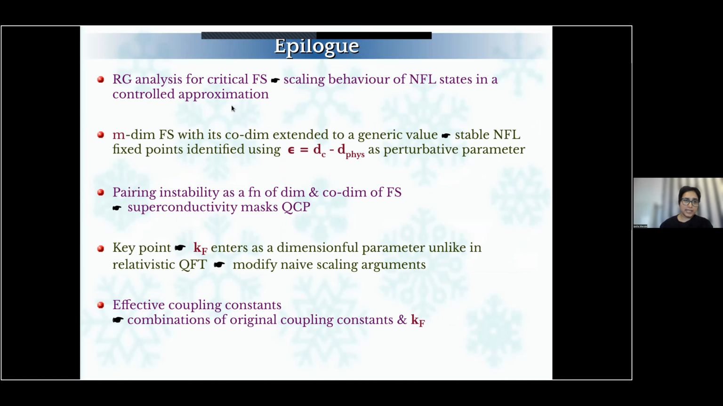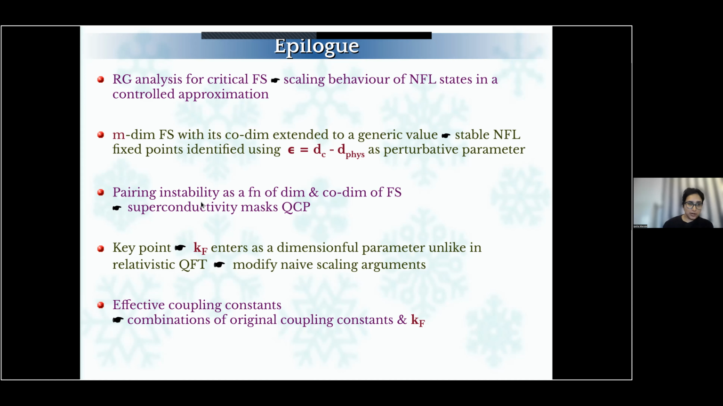So I explained to you a renormalization group analysis for the critical Fermi surface. And I showed you how the scaling behavior of these non-Fermi liquid states can be extracted in a controlled approximation via dimensional regularization. So we took a generic m-dimensional Fermi surface with its codimension extended to a generic value. In this way, we could identify a stable non-Fermi liquid fixed point using the epsilon expansion, where epsilon is the difference between d_c and the physical dimension. And this can be used as a perturbative parameter.